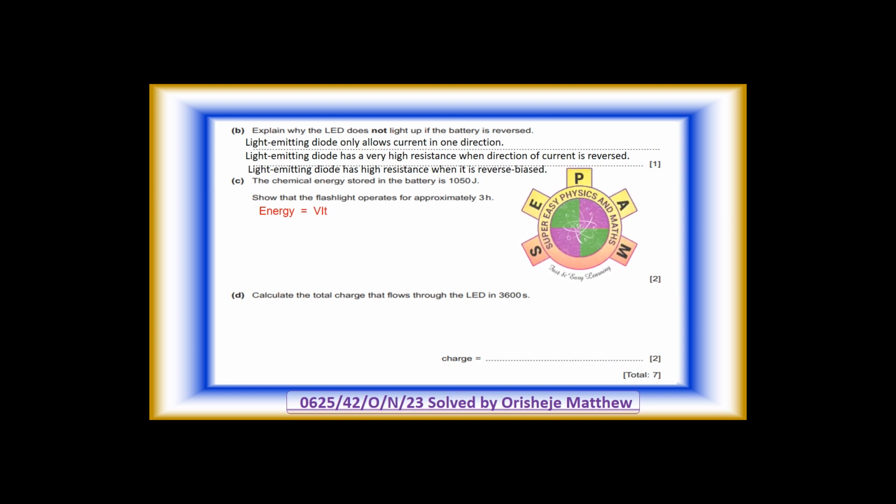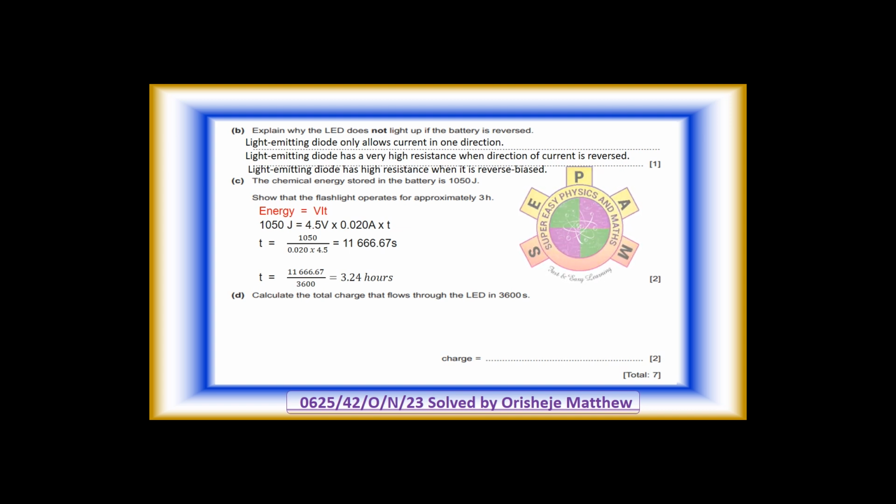1050 joules is equal to 4.5 volts multiplied by 0.02 amperes multiplied by time in seconds. Time in seconds is 1050 joules divided by 0.09 to give 11,666.67 seconds. Converting time of operation to hours is 11,666.67 seconds divided by 3,600 seconds per hour, which gives 3.24 hours.